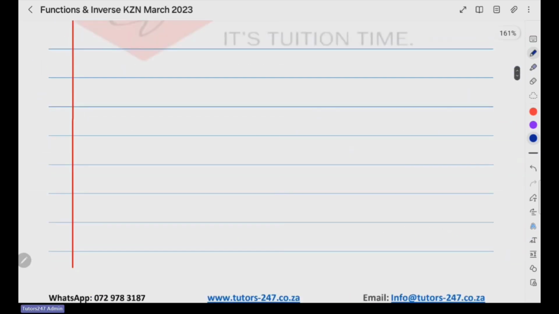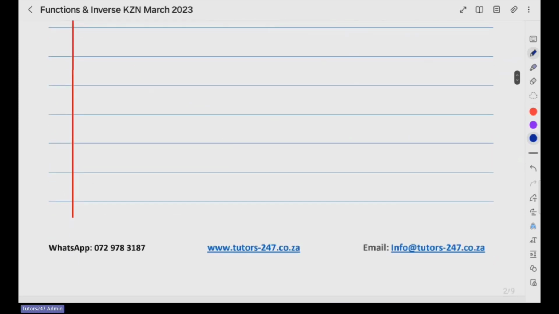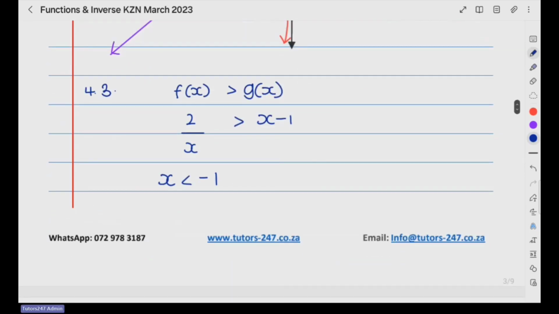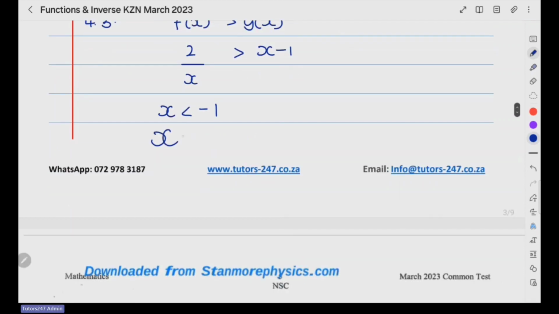Did they say greater than or equal to, or just greater than? It was just greater than. So we are now going to use x less than -1, meaning as you go to the left of -1. An alternative way of writing this is x an element from -infinity to -1. That is also an acceptable answer.